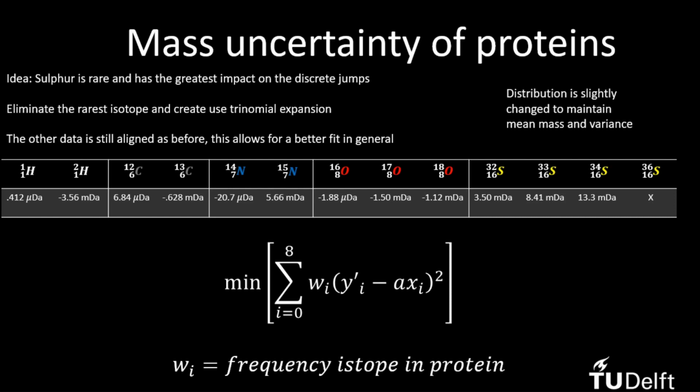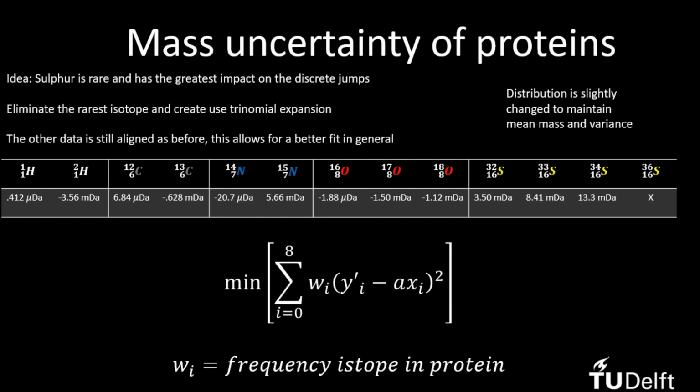So the idea was to only fit for hydrogen, carbon, nitrogen, and oxygen, and to have a separate part for sulfur. So you do the same method as I proposed just now, and you do that for only hydrogen, carbon, nitrogen, oxygen, and then for sulfur, you actually compute the whole distribution that you will get. This will be a trinomial distribution.